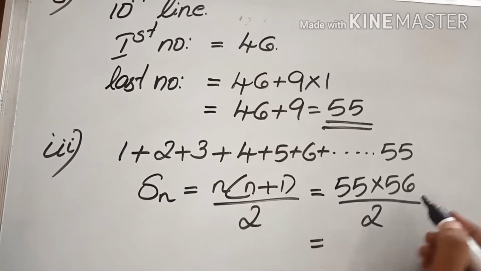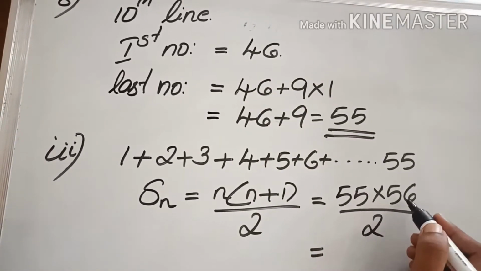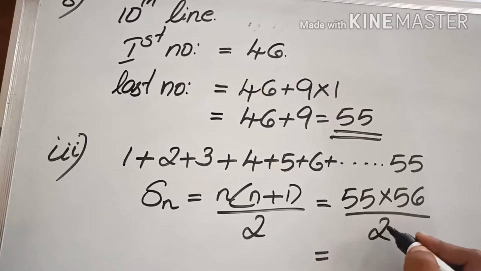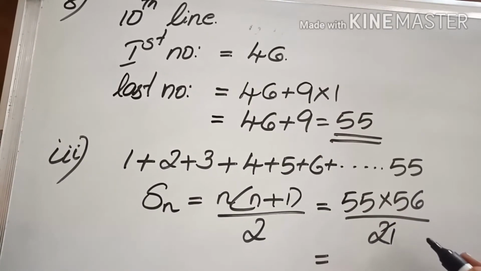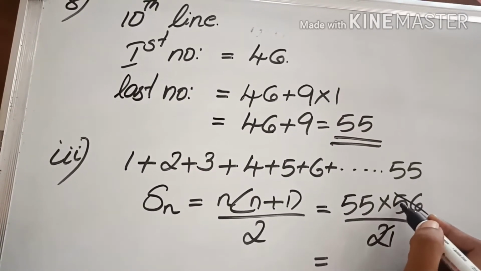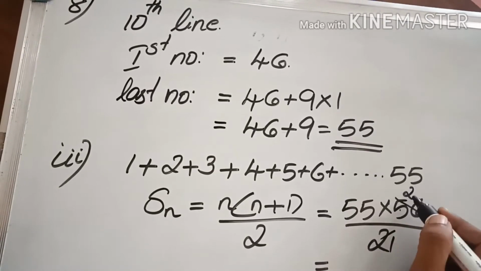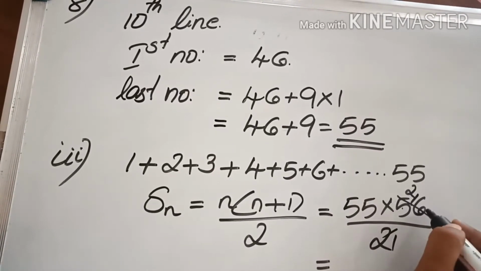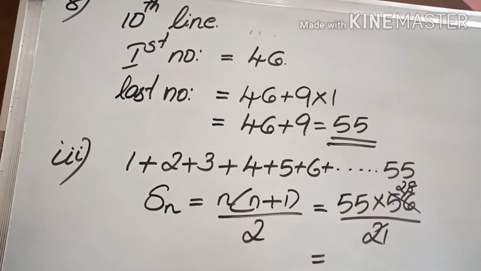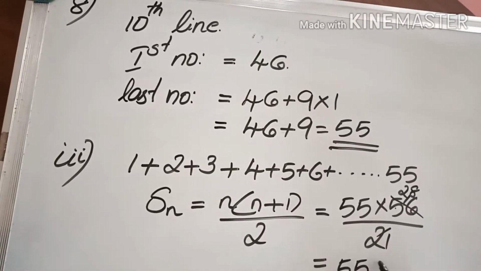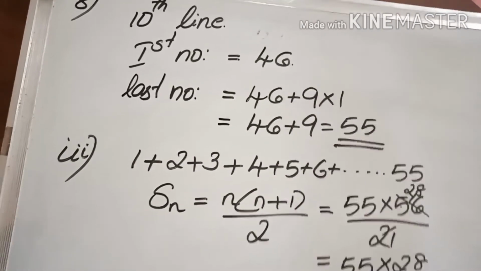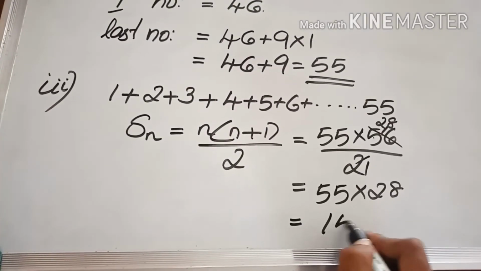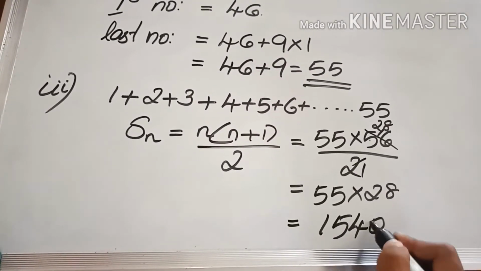So here we can cancel. This 2 and 56 are multiples of 2. So in 2 only 1, and in 56, 2 28s are 56. That is 55 into 28. So that is equal to 1540.